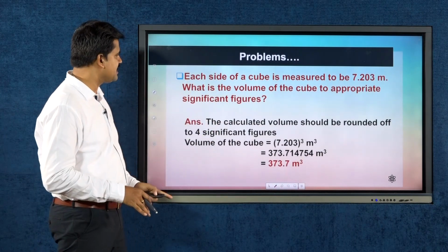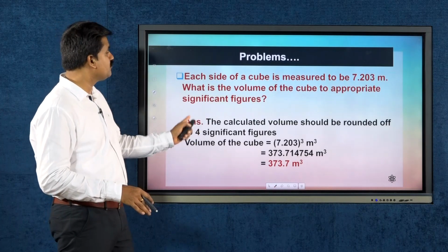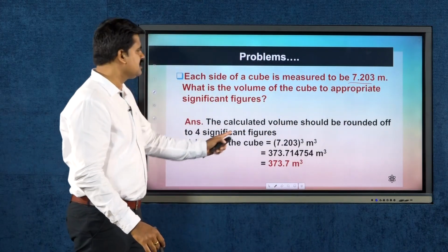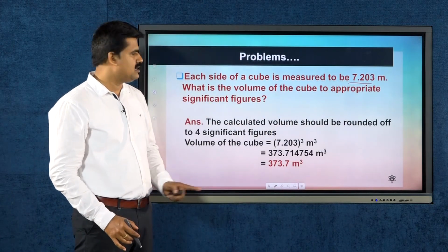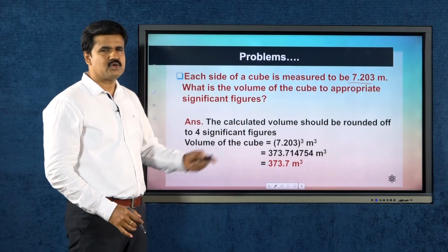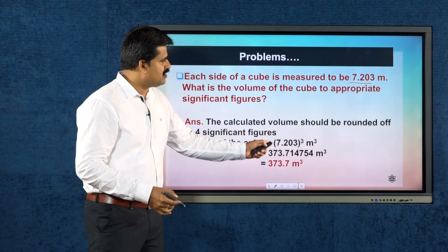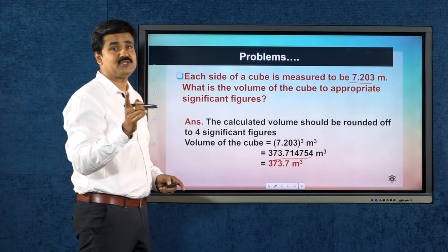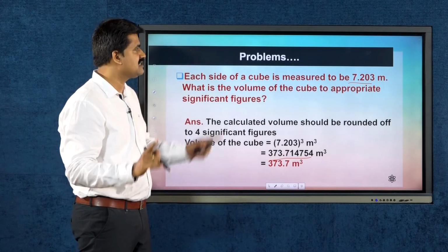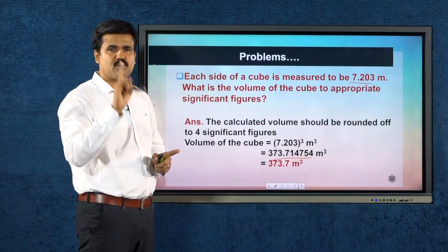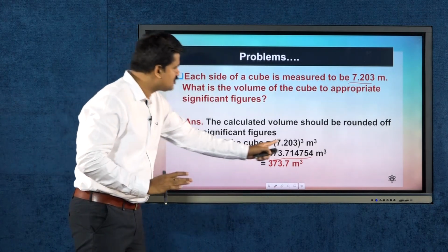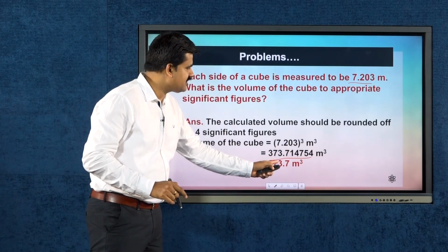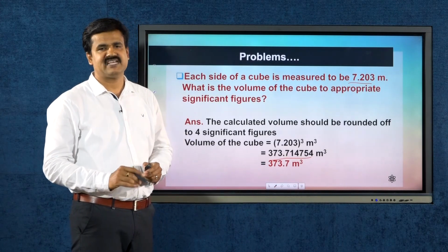So the answer appears like this. The calculated volume should be rounded off to 4 significant figures. The reason is simple. In this term, there are 4 significant figures. Therefore, volume of the cube is A cube, or 7.203 the whole cube. Meter cube is the unit. On taking the cube of 7.203, the value you got is this, but you have to round it off to 4 significant figures, since the limiting term, the one and only term, contains 4 significant figures. So this big quantity should be reduced to 4 significant figures, that is 373.7 meter cube is the final answer.